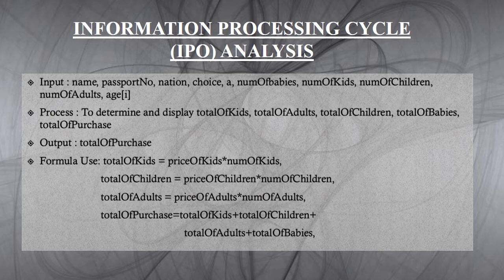The formulas we use in our coding are: total of kids equal to price of kids times number of kids. Total of children equal to price of children times number of children. Total of adults equal to price of adults times number of adults. Total of purchase equal to total of kids plus total of children plus total of adults plus total of babies.